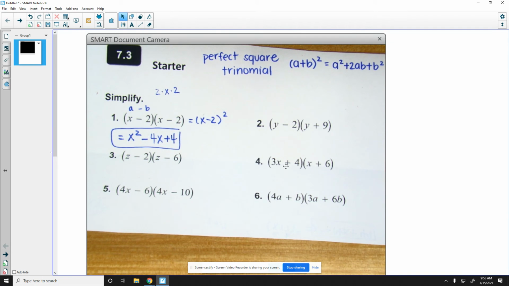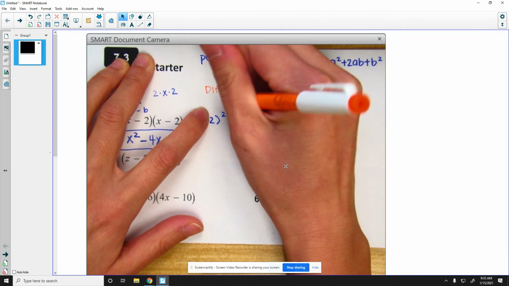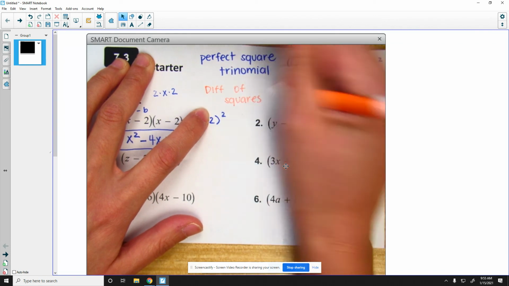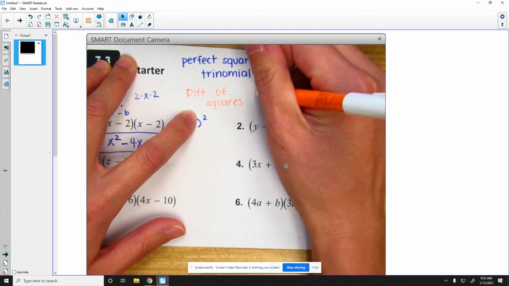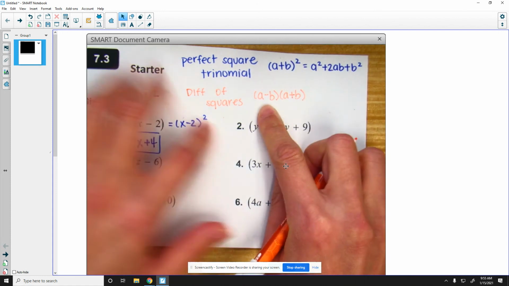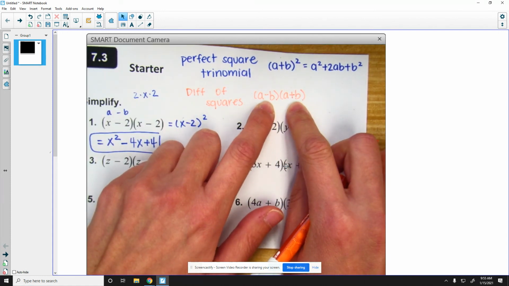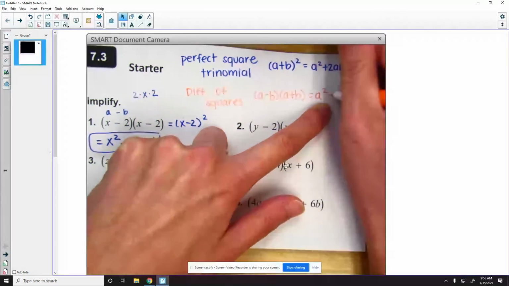But the last trick I also wanted to show you, because there were two of them, is this one. Let me grab a different color just so it is a little bit more clear. The last one is called the difference of squares. The difference of squares says that A minus B times A plus B, so basically you have the same numbers, but one has a minus and one has a plus, will just give you A squared minus B squared.